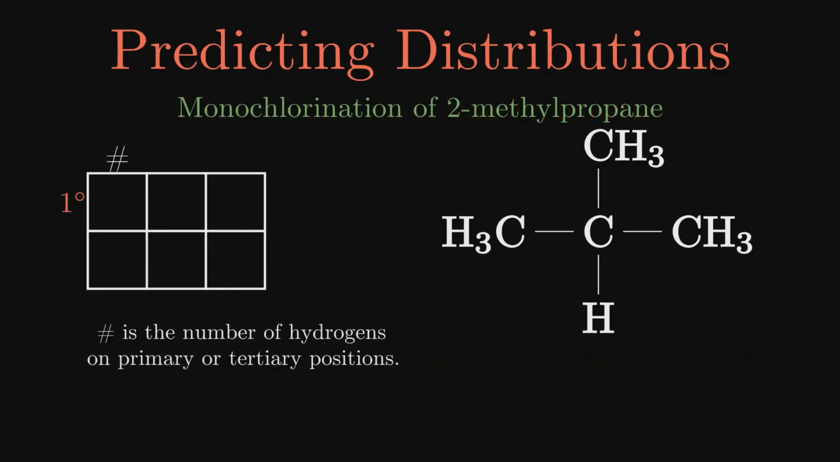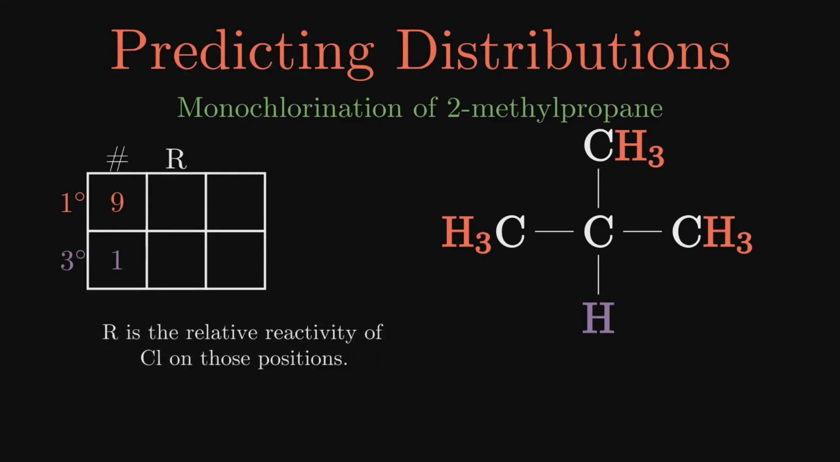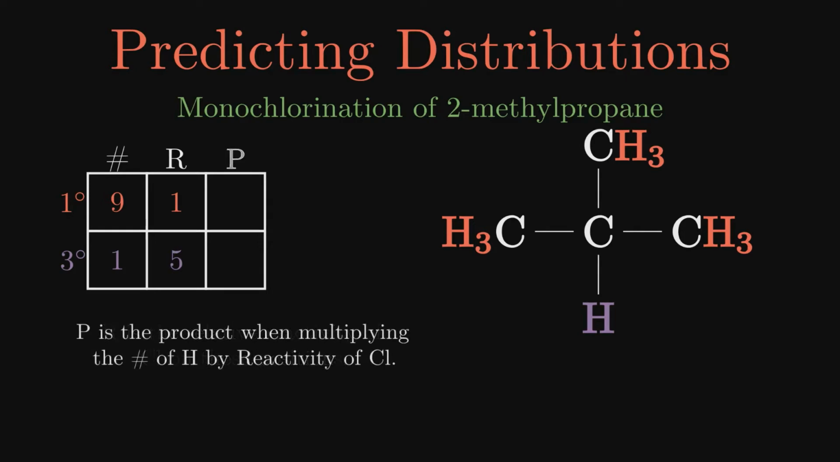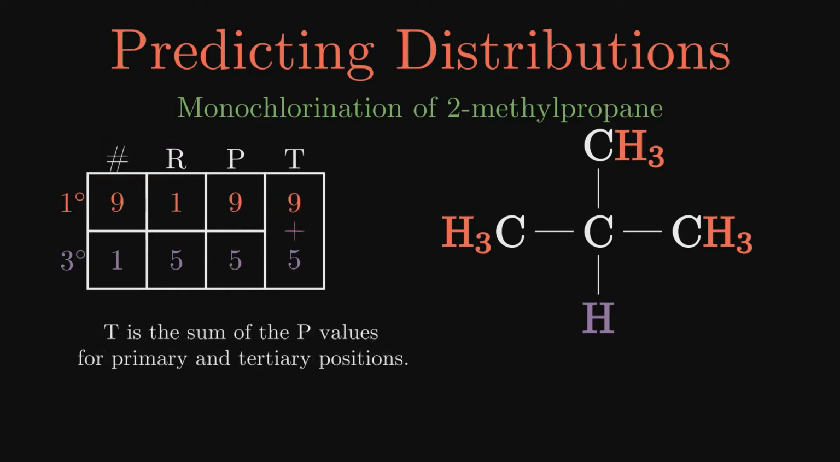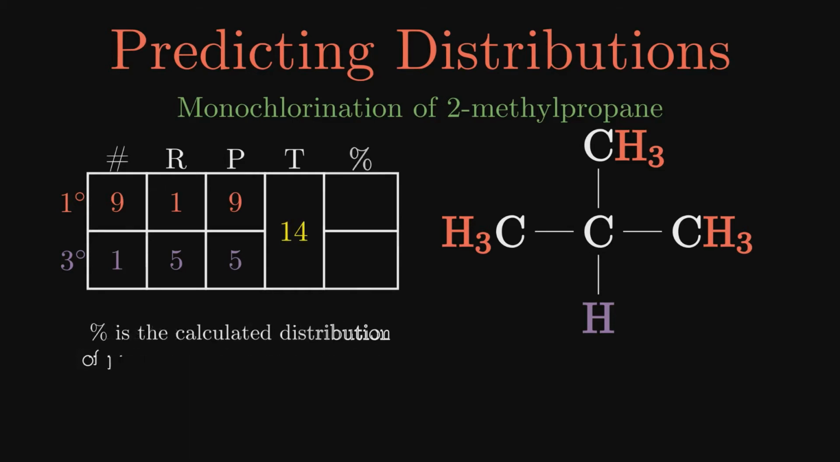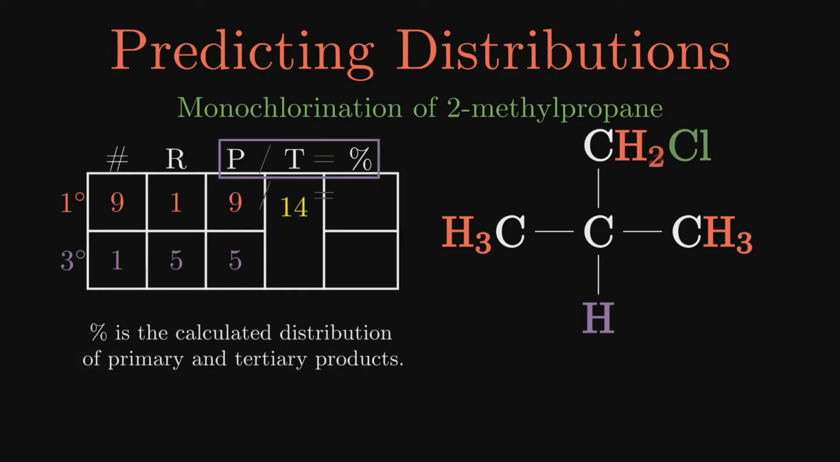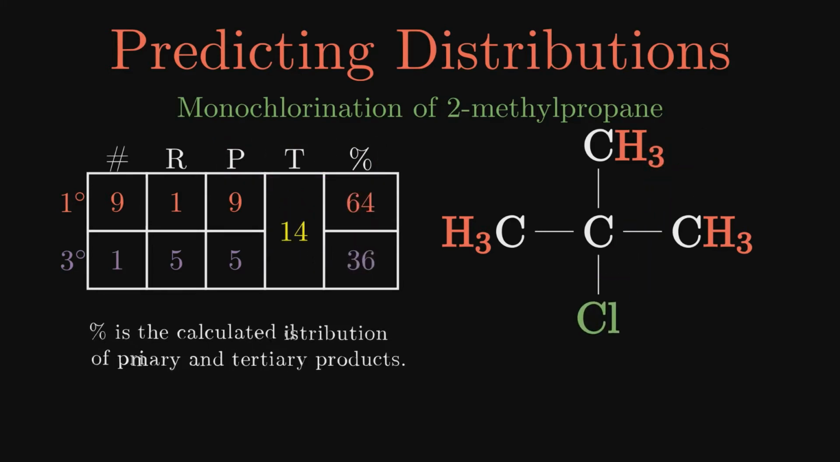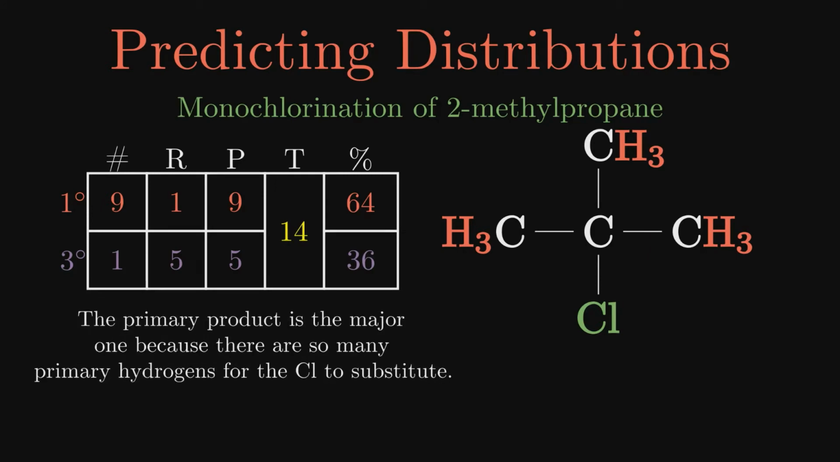First up is monochlorination, and we need to count our hydrogens. On this molecule there are 9 primary hydrogens, and there is a single tertiary hydrogen. The relative reactivities of chlorine on these positions are 1 and 5 respectively. The products of the number of hydrogens times the reactivity are 9 and 5. We add those products together to get a sum, which is 14. In order to determine the percent, we take the individual products and divide them by the sum and get 64% for the primary product and 36% for the tertiary product. The major product is primary because there are more primary hydrogens for the not too picky chlorine to substitute.